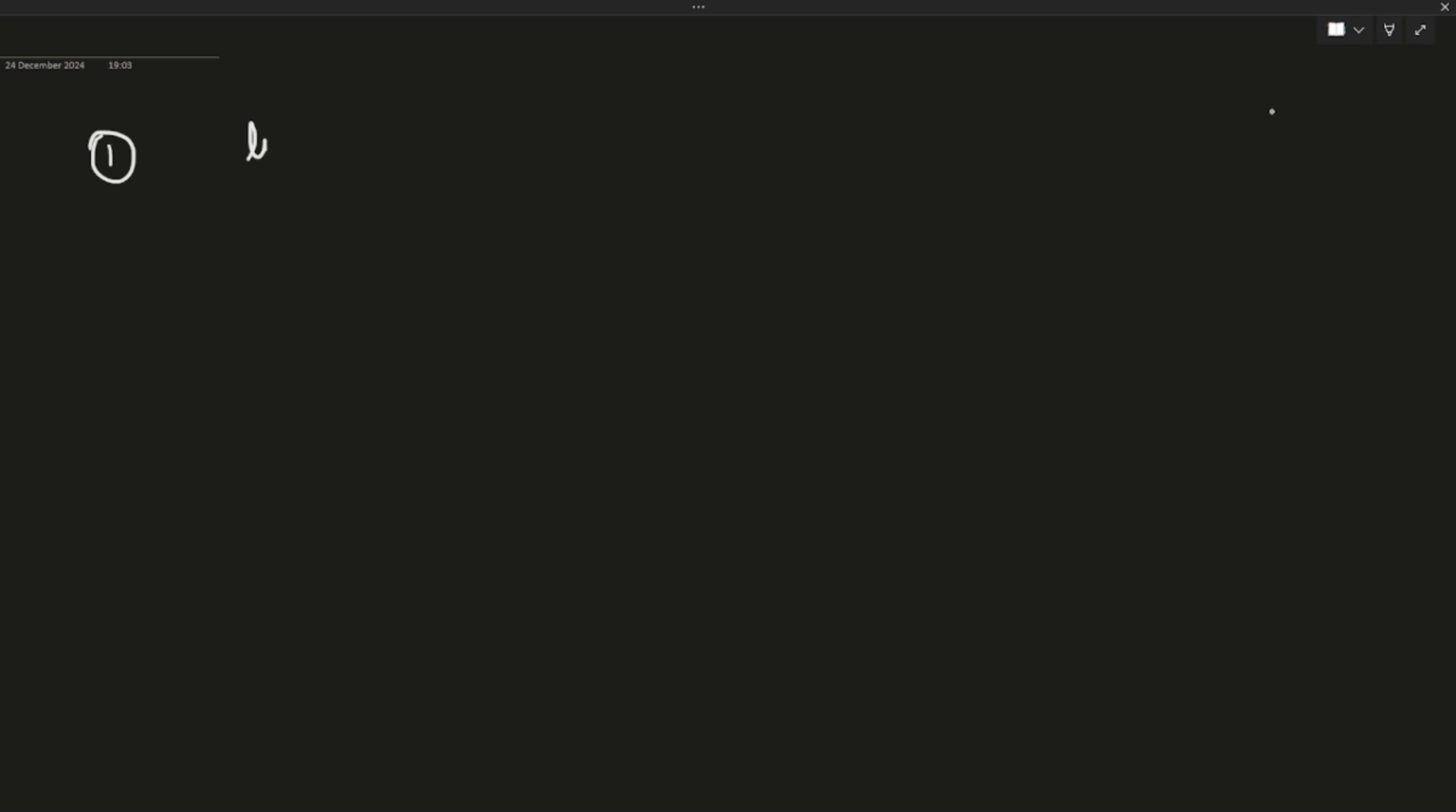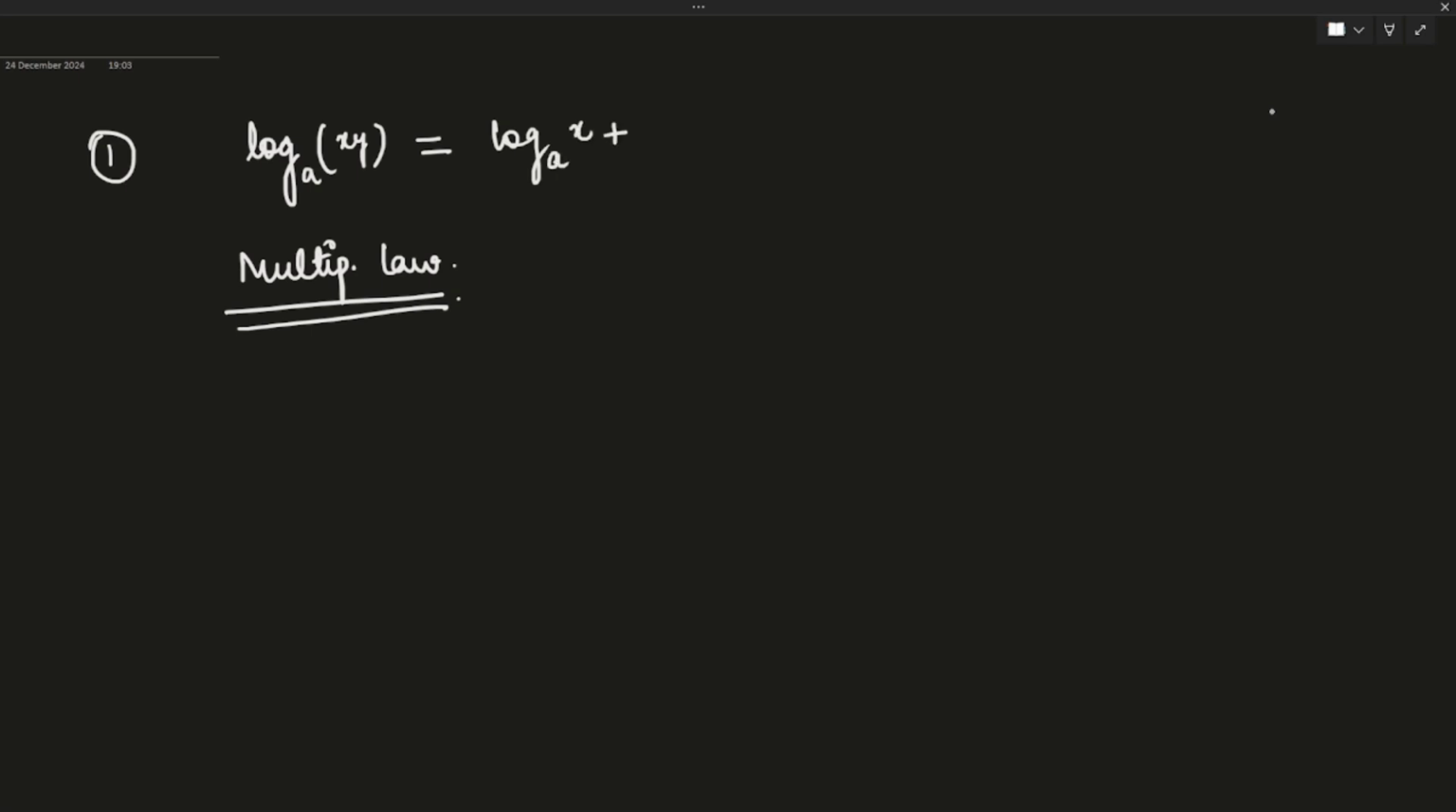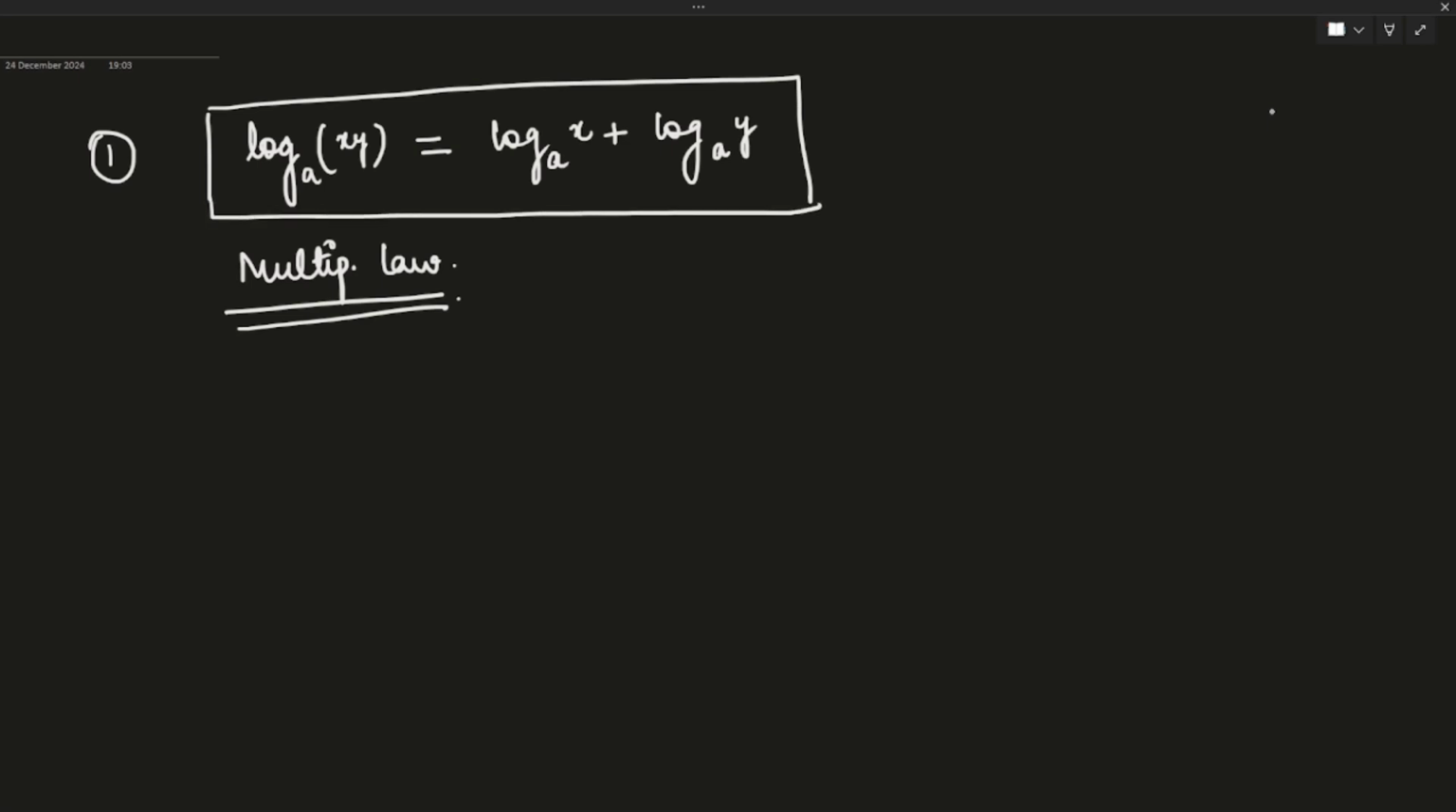Suppose we have a log of xy to the base of a. Okay, we have this log. There's one law which is known as the multiplicative law. This law states that when we have a log of this form, log of x into y to the base a, this can be written as log of x to the base a plus log of y to the base a. Okay. So this is our multiplicative law of logarithm. Any log which is of the form log of xy to the base a can be written as log of x to the base a plus log of y to the base a.